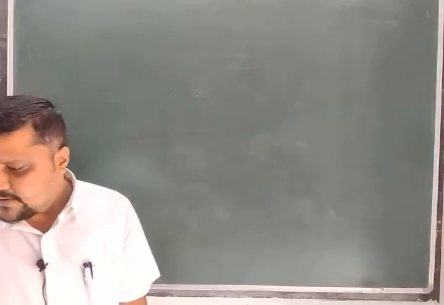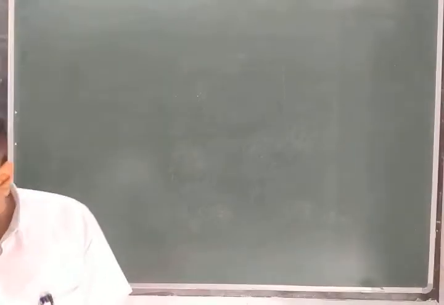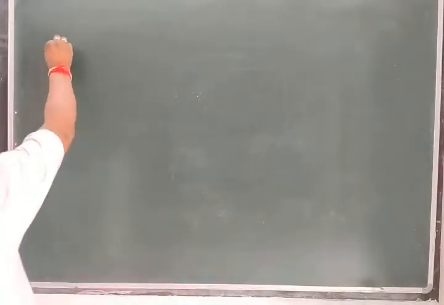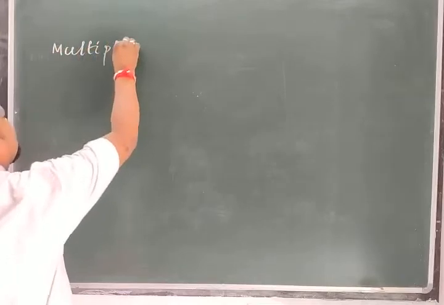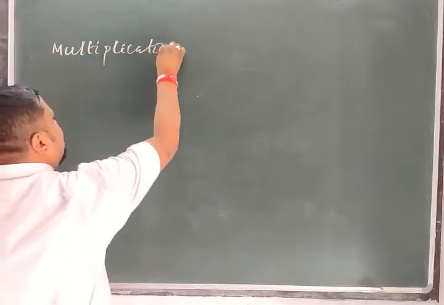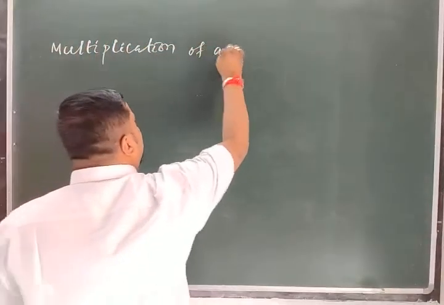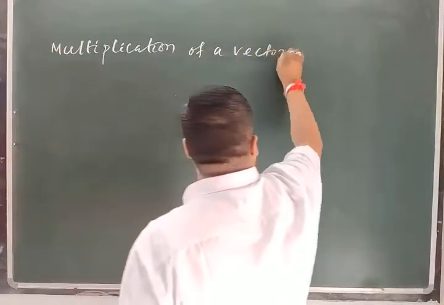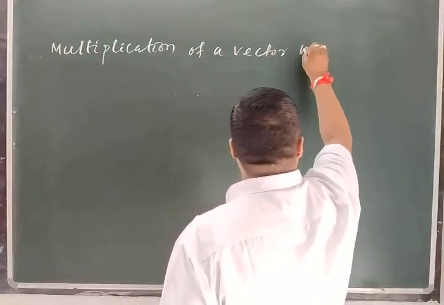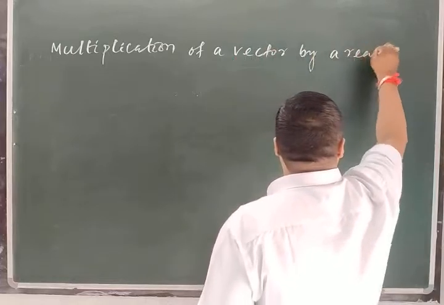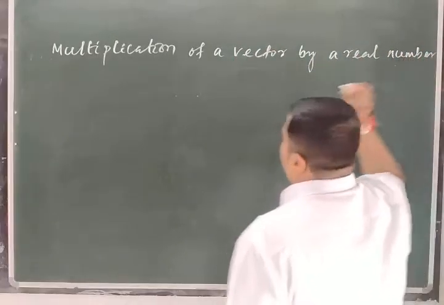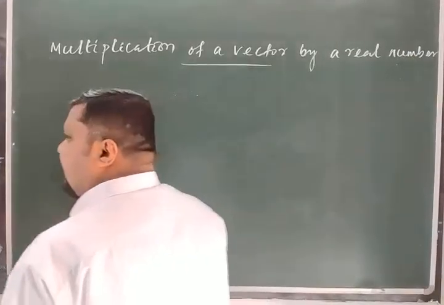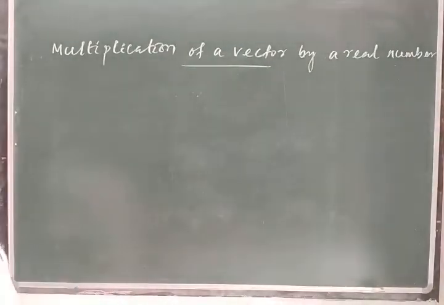That is the multiplication of a vector by a real number. When I multiply a vector by a real number, what happens actually?